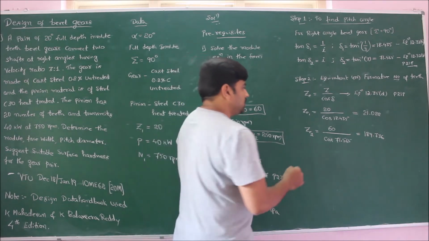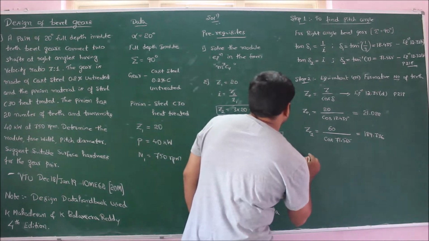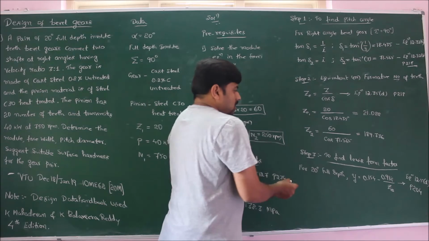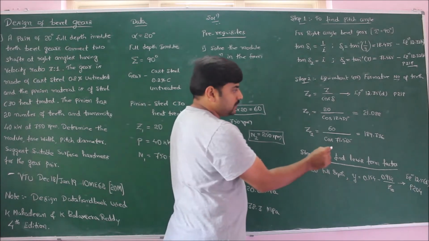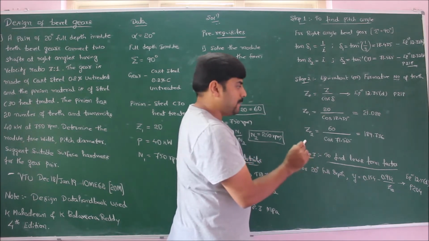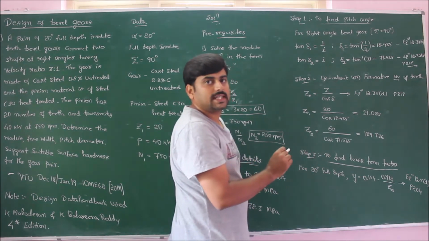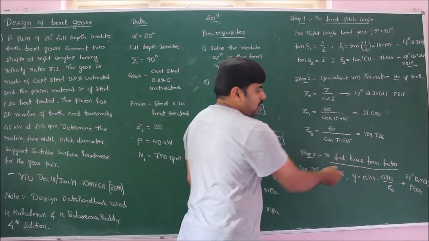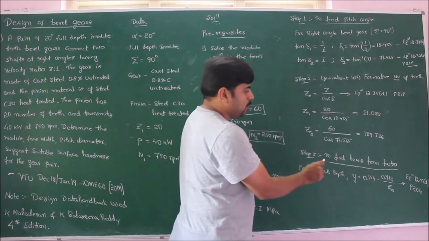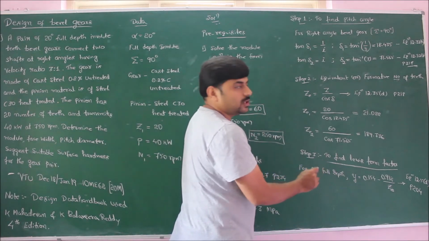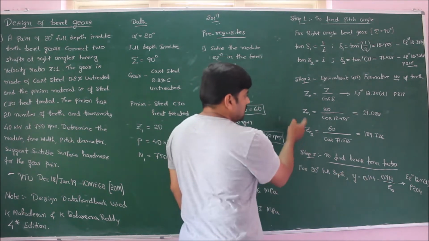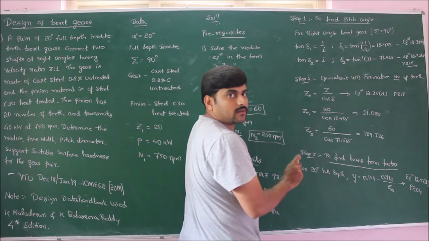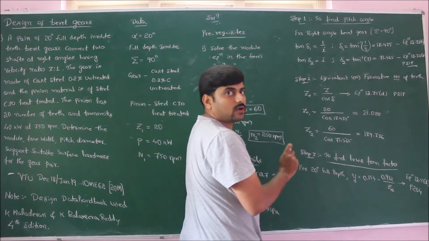Step 3 is to find the Lewis form factor based on the tooth form at pressure angle, that is 20 degree full depth involute teeth, referring to equation 12.5d, page number 204 of our design data handbook. We have the Lewis form factor given by y is equal to 0.154 minus 0.912 by Z equivalent. Now substituting the corresponding values, I can find the Lewis form factor for pinion and Lewis form factor for gear.